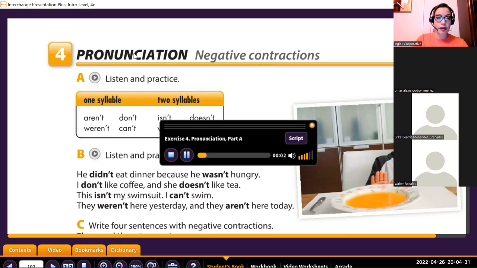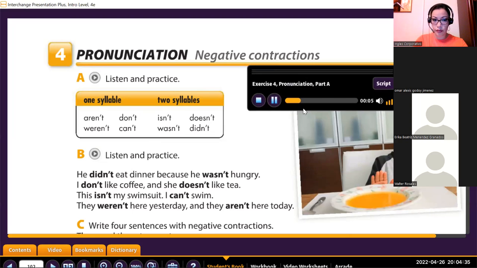Page 102, exercise 4, pronunciation, negative contractions. Part A, listen and practice. One syllable. Aren't, weren't, don't, can't. Two syllables. Isn't, wasn't, doesn't, didn't.